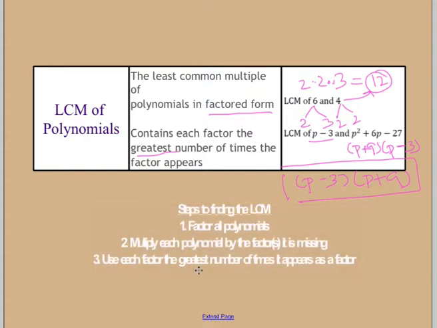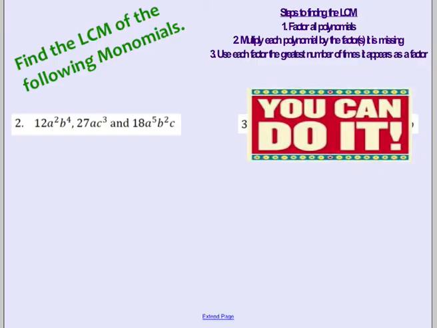Okay. So steps to finding the least common multiple. You want to factor all polynomials, then multiply each polynomial by the factors it is missing, and we're going to use each factor the greatest number of times it appears as a factor. So that's what I'm talking about. There was only 1 2 from 6, but there were 2 from 4, so we would use the bigger number of 2's. Okay, so let's go ahead and start looking at some examples of least common multiple.